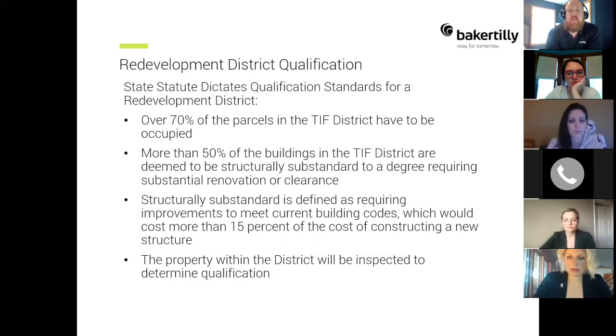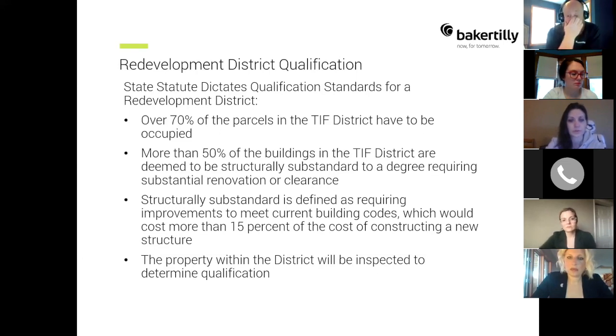They want to make sure that the parcels are truly substandard and blighted by the presence of buildings and improvements on them. So over 70% of the parcels have to have some level of development on them, be it parking lots, buildings, structures, improvements, utilities. They can't just be greenfield. And then in addition to that, the buildings in the TIF district have to be what's known as structurally substandard to a degree requiring substantial renovation or clearance. Structurally substandard is defined as requiring improvements to meet the current building codes, which would cost more than 15% of the cost of constructing a new structure.